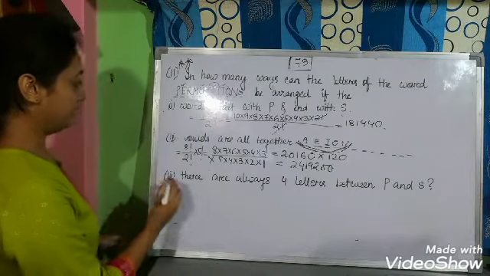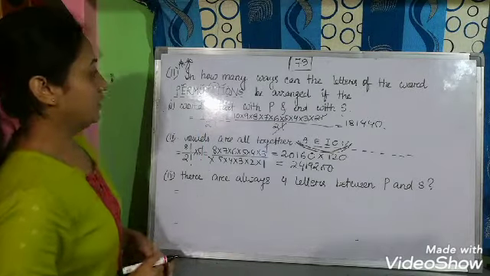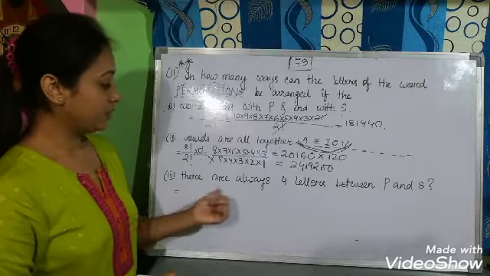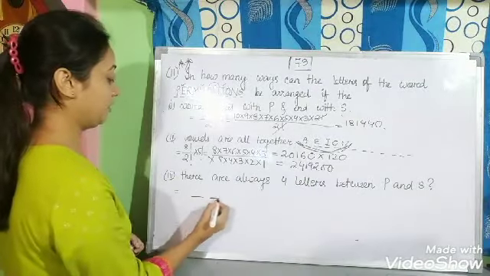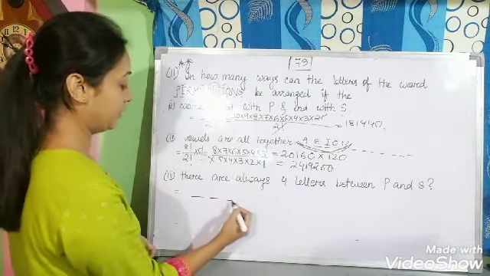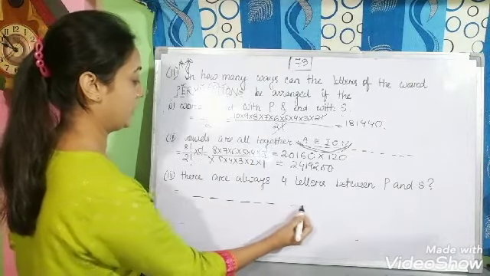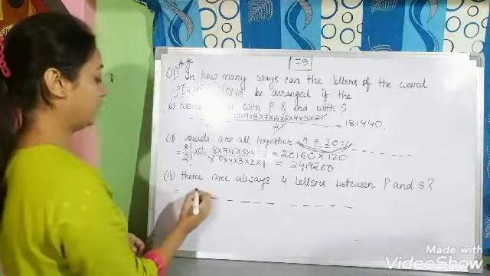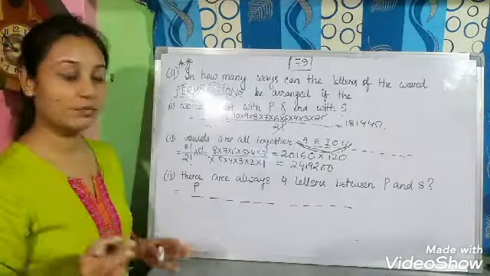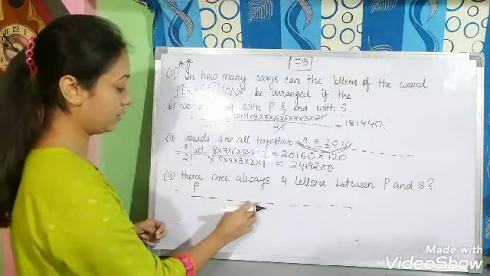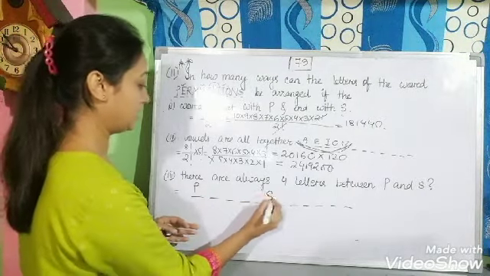And the last one is, you have to arrange the letters in such a way so that there are always 4 letters between P and S. So here 12 letters are there. You will arrange P and S in such a way so that there are always 4 letters between P and S.